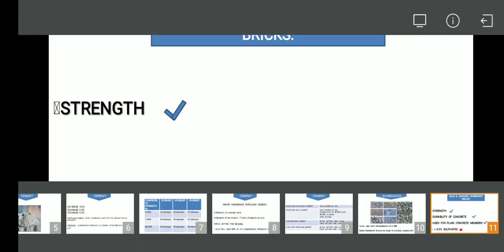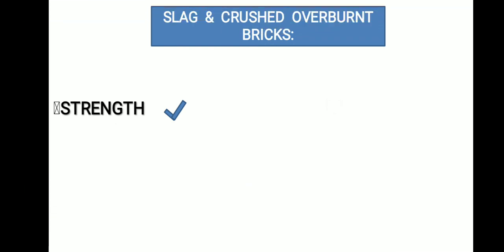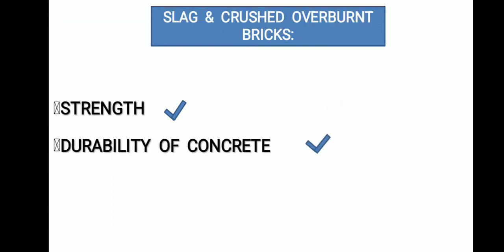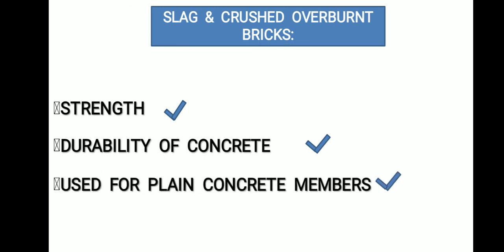Moving on to the next. So here we have slag and crushed overburnt bricks. Slag and crushed overburnt bricks can also be termed as aggregates. Now when we are using these aggregates, it will give good strength, good durability of concrete. It can be used for plain concrete members, but one thing to be kept in mind while using these aggregates is it should not contain more than 0.5% of sulfates.